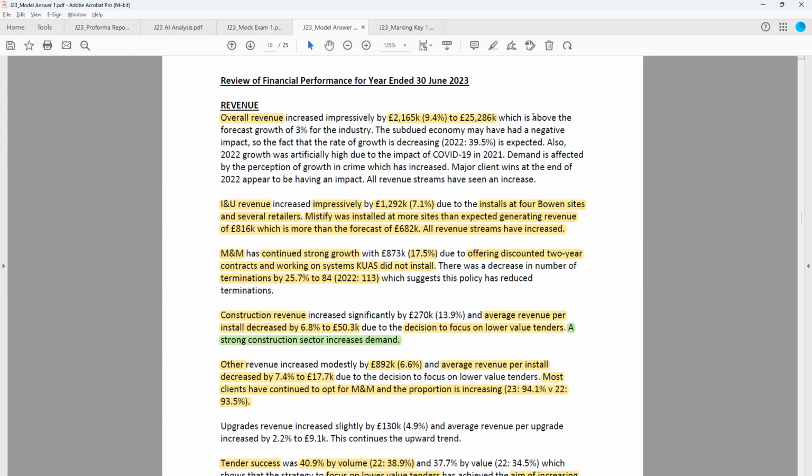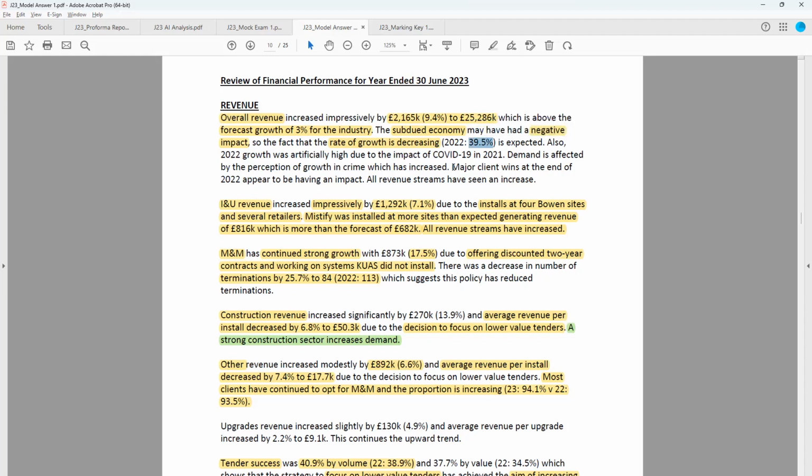So rather than giving a specific reason, we could do things like compare it to the forecast growth for the industry. And that's certainly what I would do first of all, with overall revenue. Has it exceeded the 3%? Yes, it has. We know that the subdued economy may have a negative impact. So we definitely want to have that as effectively a context point, and compare the rate of growth to the previous year. And then we can mention as well that because growth is really high, I think it's really unlikely that they're going to have higher growth than the previous year.